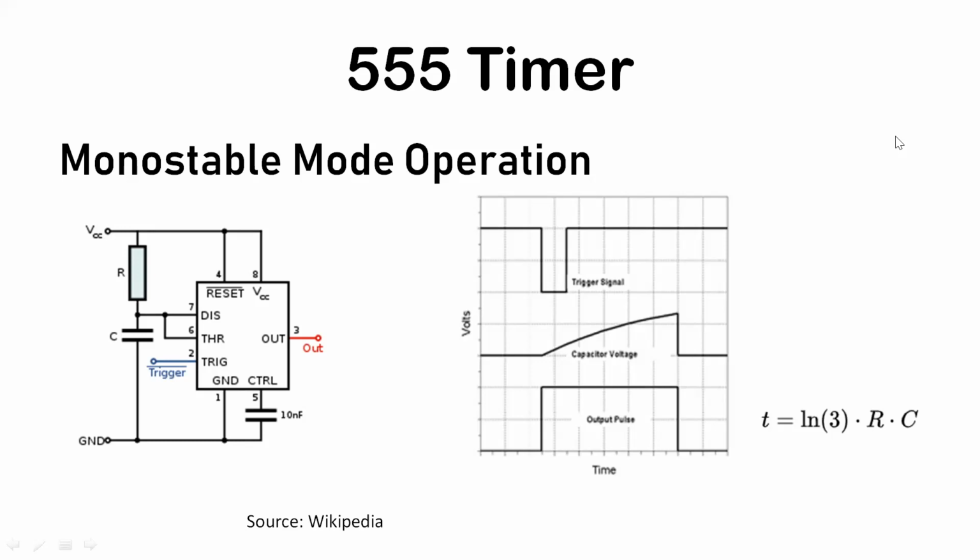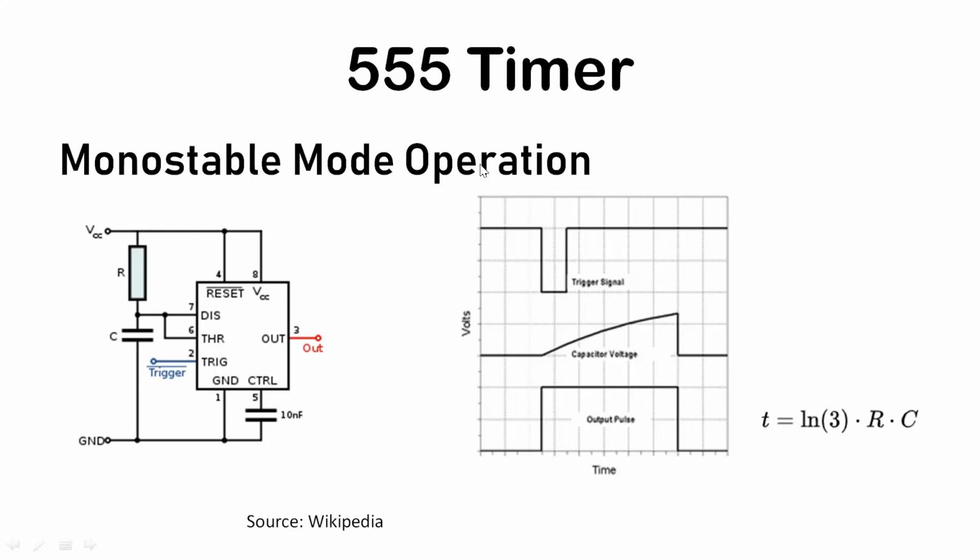Now, in another case, that is the monostable operation of 555 timer. In monostable operation, there is only one stable state. For astable, there is no stable state. Output continuously changes between 0 and 1. But for monostable, the circuit will be unstable for some particular time if you apply some external input, that is called a trigger.